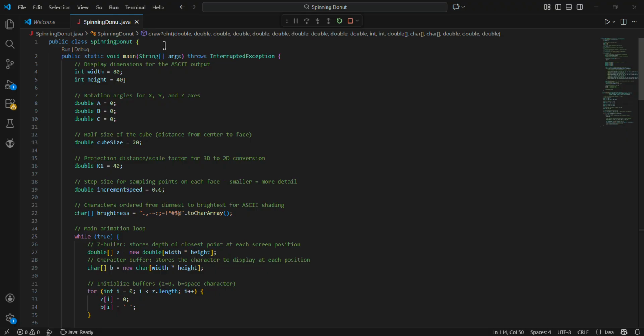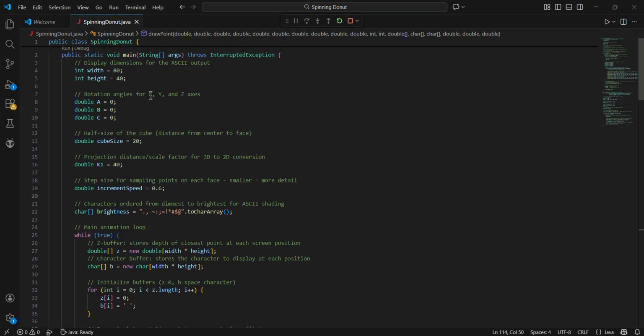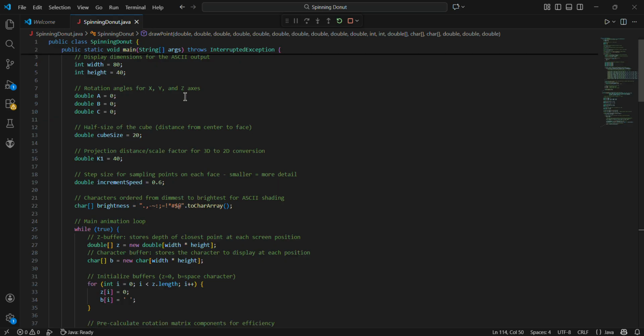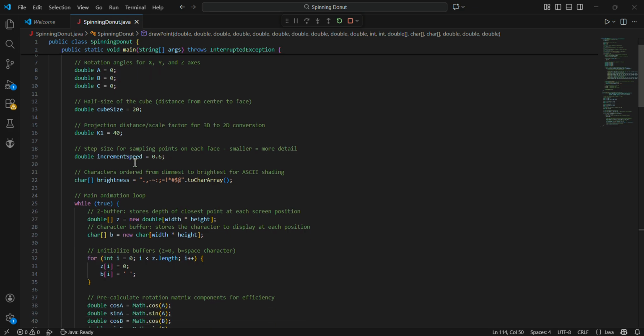We have our public class SpinningDonut, because this is Java. We have our main. These are the basic sizes here. So we have our int width of 80 and int height of 40. We have our rotation angles for the x, y, and z axes. The A here corresponds to the x, the B corresponds to the y, and the C corresponds to the z. This is the cube size, so think about this like the radius of a cube, if a cube had a radius. So it goes from the center to the face.